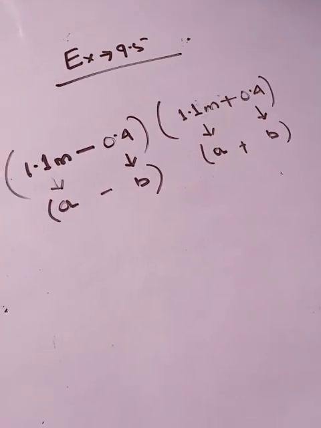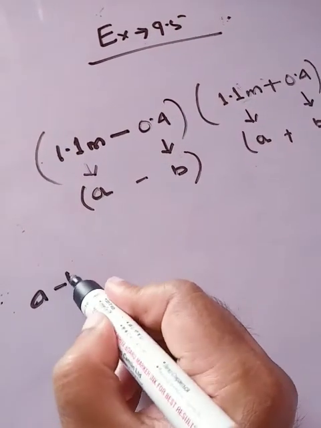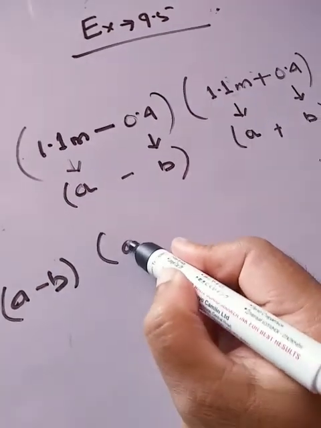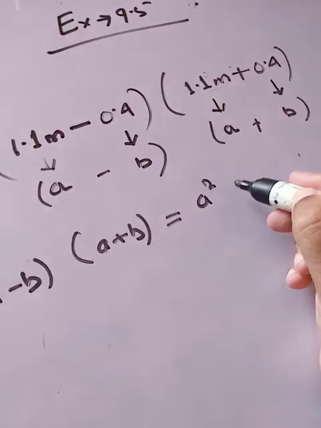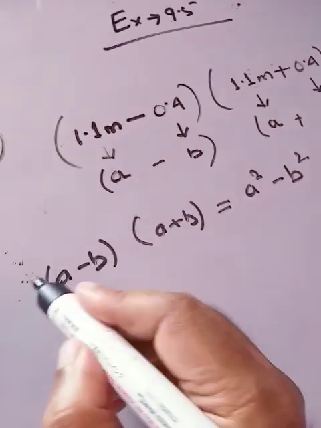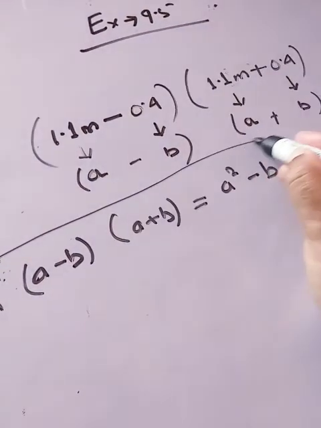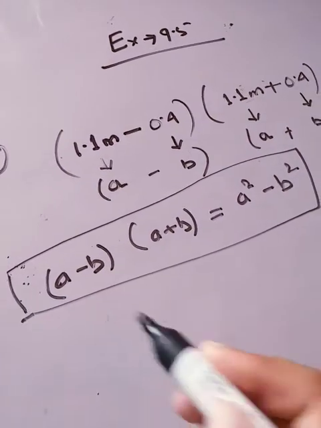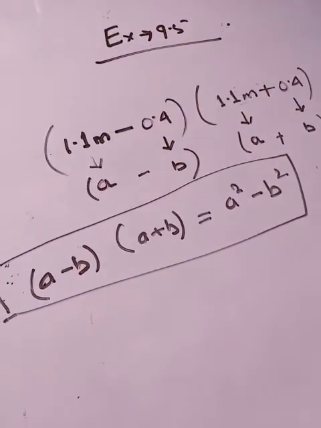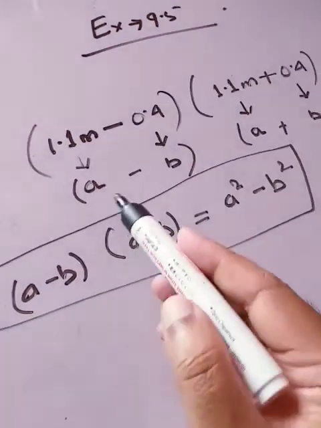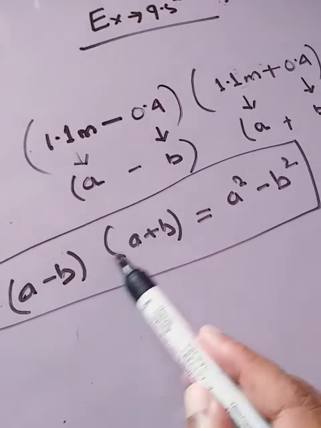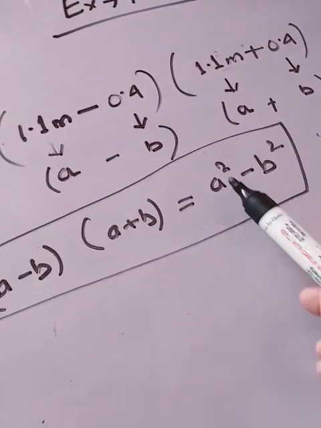So, now which identity will we follow? Exactly. That is the third identity: (a minus b)(a plus b). What was the product of these two? It was a square minus b square. So, this is the identity that we will follow. So, you should always write which identity you are applying. It is given in this form, (a minus b)(a plus b), so we have to write it in this form, a square minus b square.